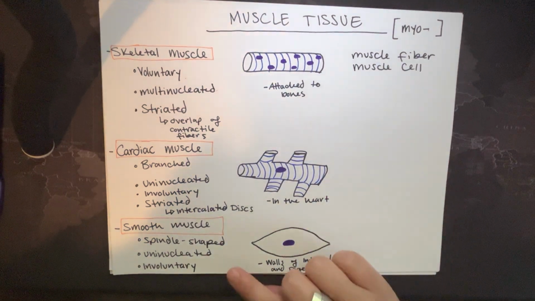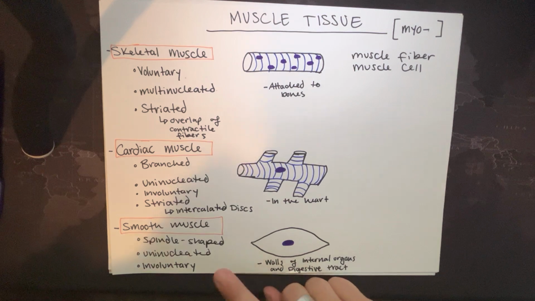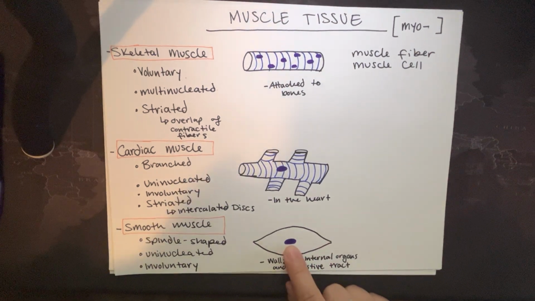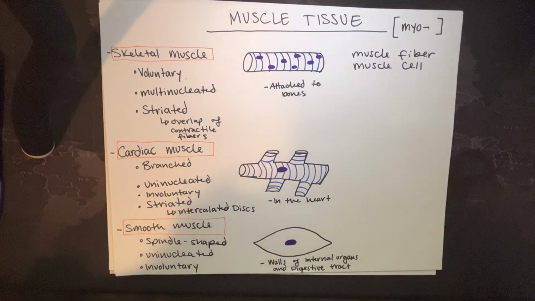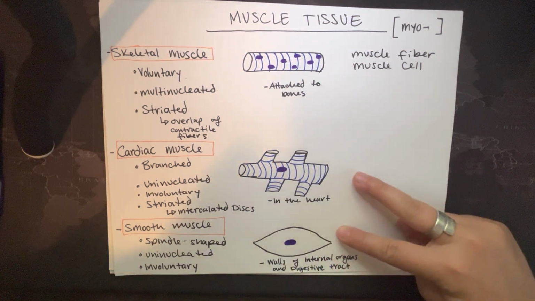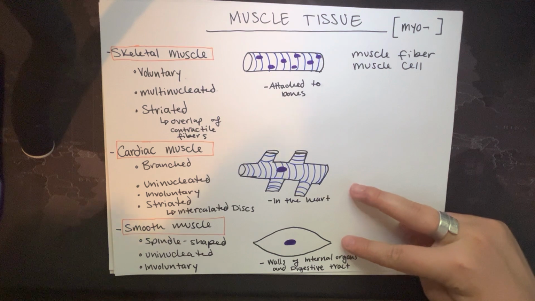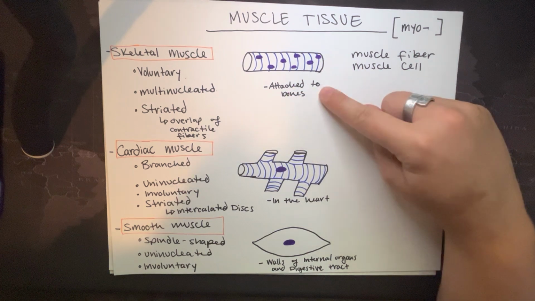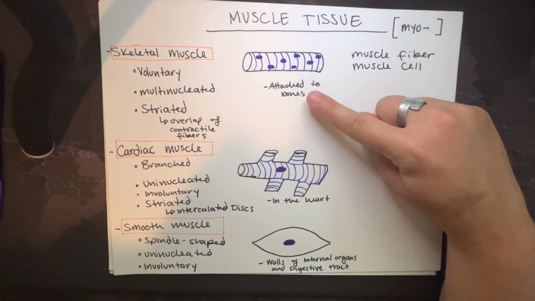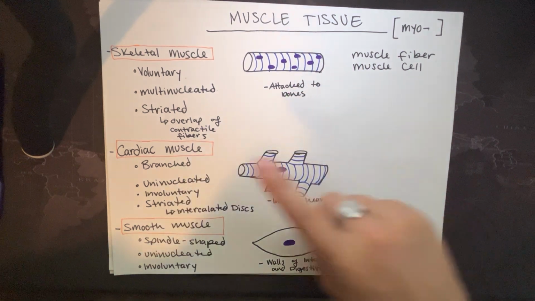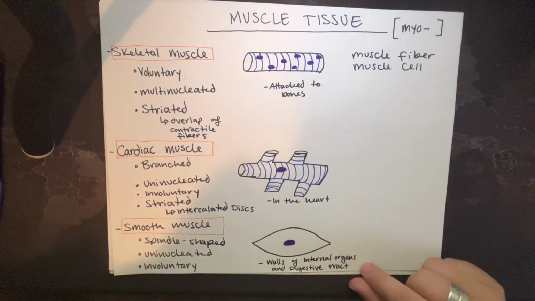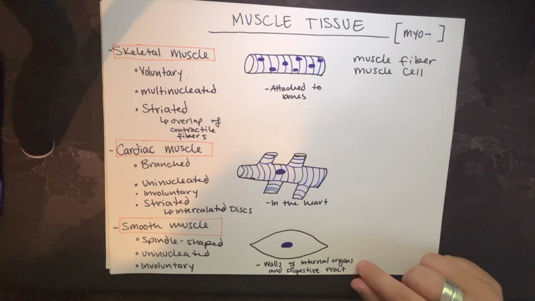And lastly, we have our smooth muscle tissue. These tissue cells are spindle-shaped and they are uninucleated. Once again, we have one nucleus and they are involuntary. So both cardiac and smooth muscle are going to be involuntary, unconsciously controlled, while our skeletal muscle is consciously controlled. Skeletal muscle being attached to bones and used for our motion, while cardiac, heart, and our smooth muscle is mostly in the walls of our internal organs and our digestive tract.